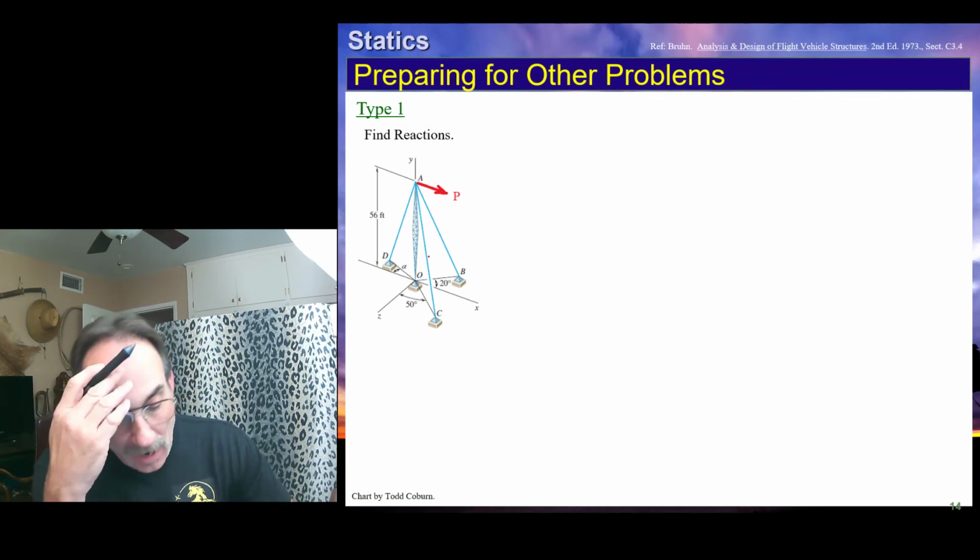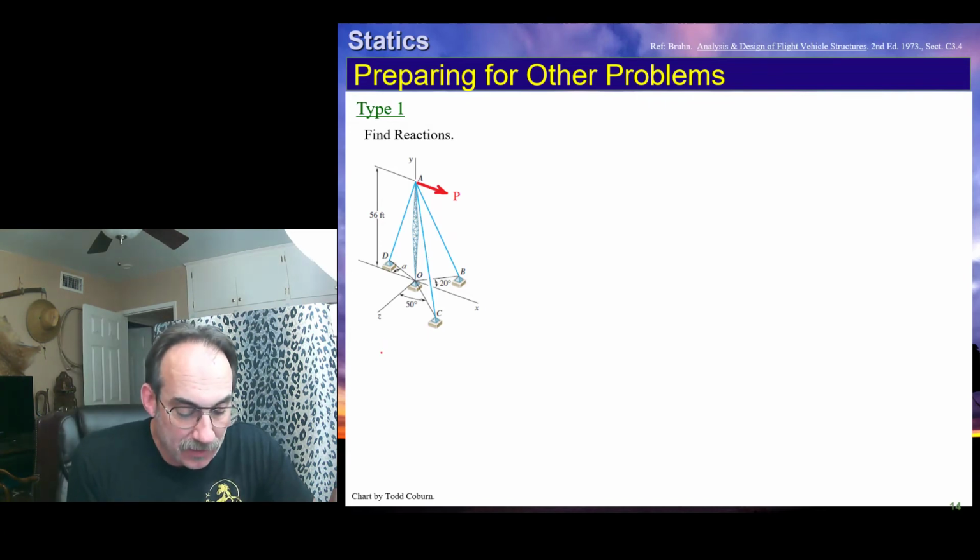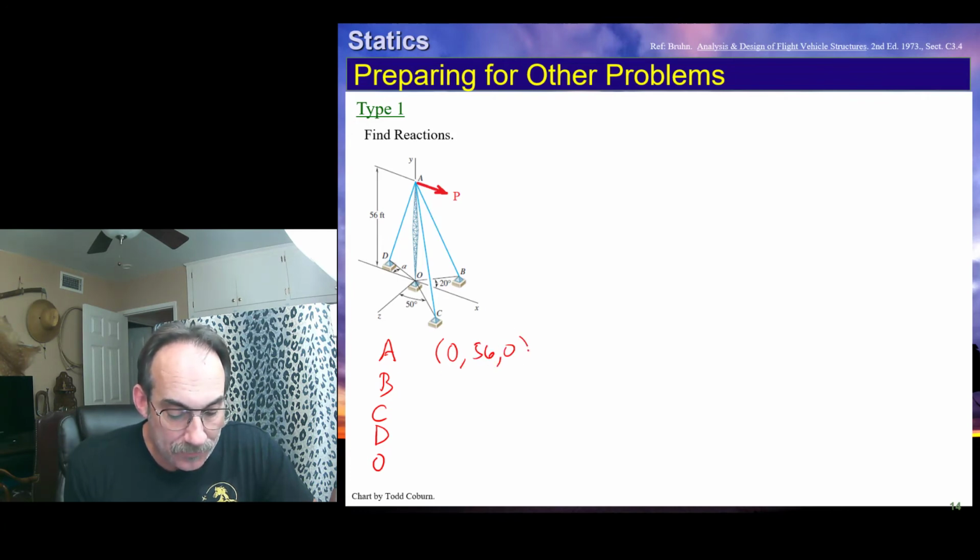If we want to know what the tension in the wires are, what we're going to have to do is first find the locations of point A, point B, point C, point D, and point O. So A, we can see, is at 0, 56, 0. B, we can calculate the x position from this angle, right? And we would need this position. Let's say we know what this dimension is and this dimension is. We can calculate the positions of these other points. Actually, we're going to need a little more information on this particular problem.